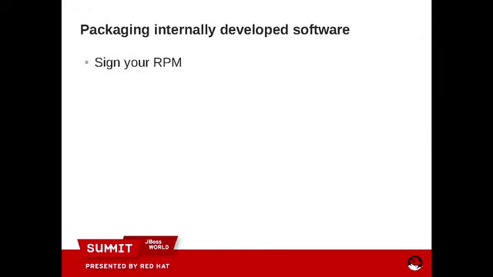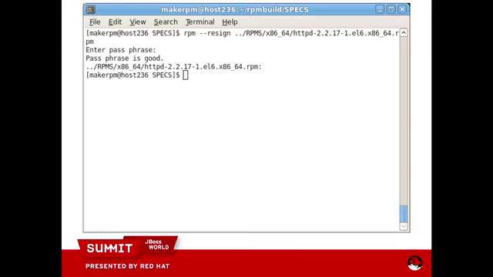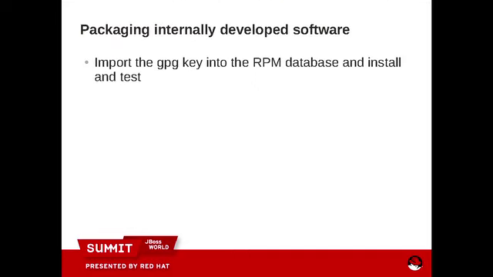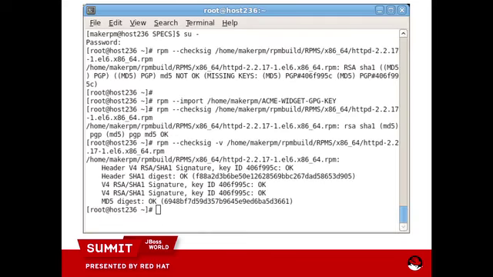Finally, what we're going to do is we're going to sign that bad boy. We are going to run rpm --resign against that RPM, enter the passphrase, looks like it's in good shape. You can import the GPG key into the RPM database and install and test. The way that you do that is, first off, we want to check it. rpm --checksig, and you'll notice that when I do this before I imported the GPG signature, it comes back and it's like, nope, failed. So now I do rpm --import, that Acme widget GPG key.